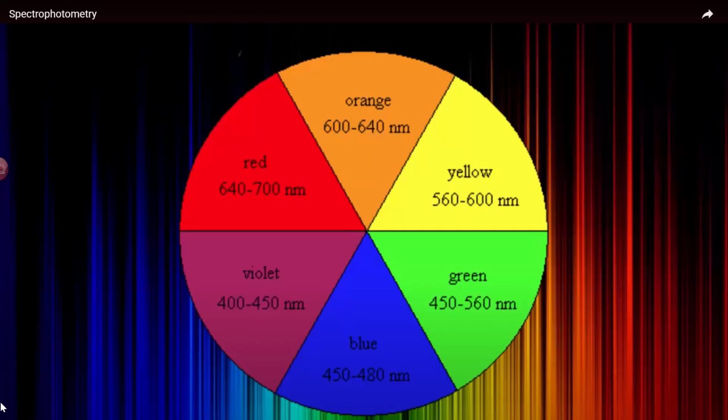There's a little issue in here because this says 450 to 480, and then that one says 450 to 560. I think he just had a typo. I can't do anything about it because it's his video. So there we are. Let's just not worry about it too much. You will always be given any wavelengths that you need in a question. Okay.